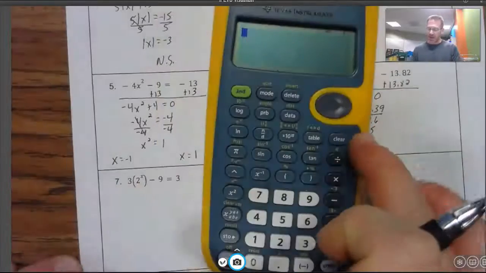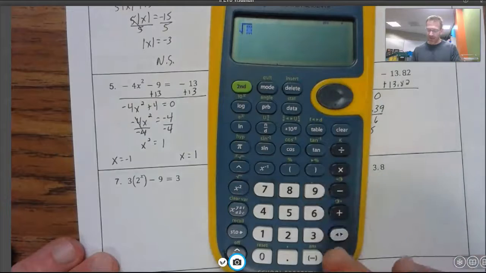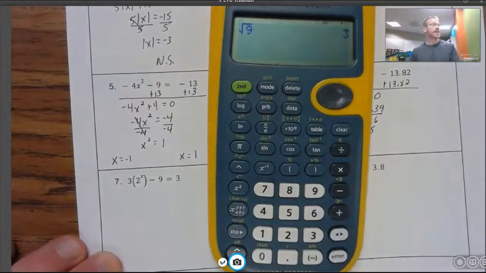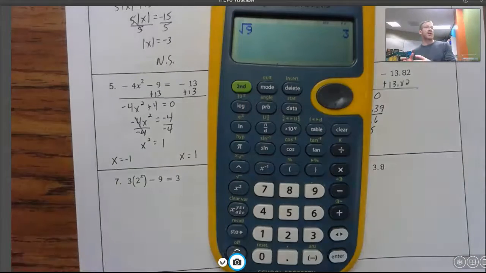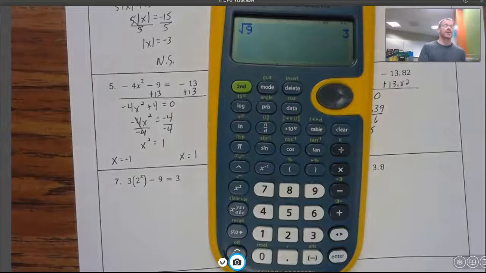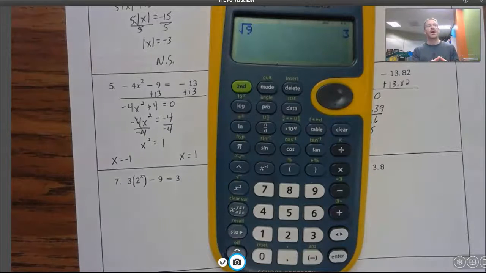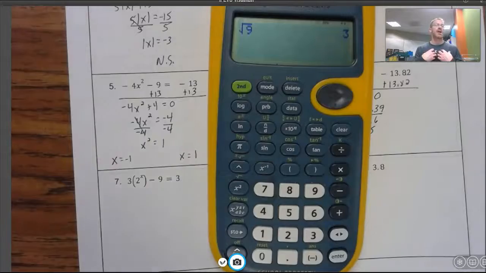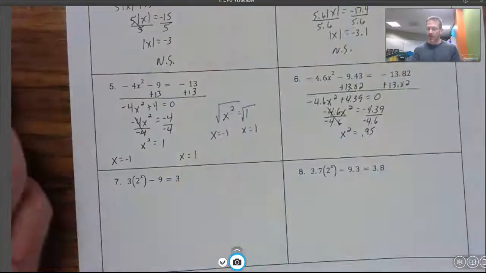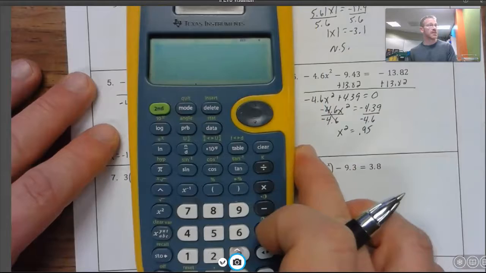So once again, if I had the square root of 9, there we go. It gives me 3, but it would be 3 and -3. So you have to understand your calculator doesn't give you all the answers. You have to know, which is why we do the part at the beginning where we say, how many answers should I have?